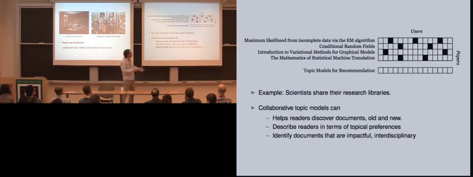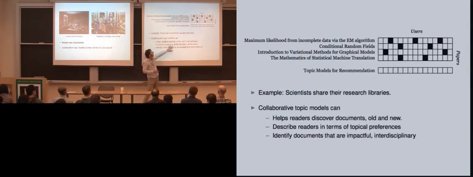Now what can we do with this data? Well, we can do a few things, as I mentioned. One, we can help readers discover documents. In other words, recommendation, both old and new. That's a poorly written bullet. It's not that we can help both young and old readers find documents. It's that we can help readers find both old documents and new documents that no one else has read. This is the cold start problem, because it only works for old people.